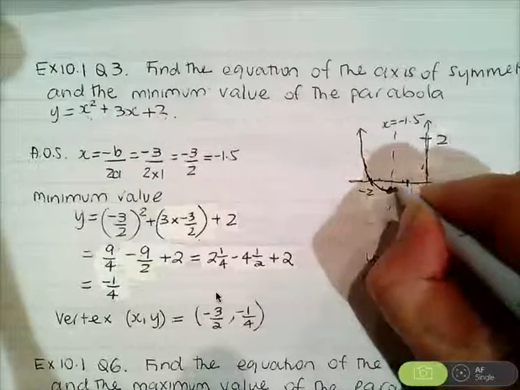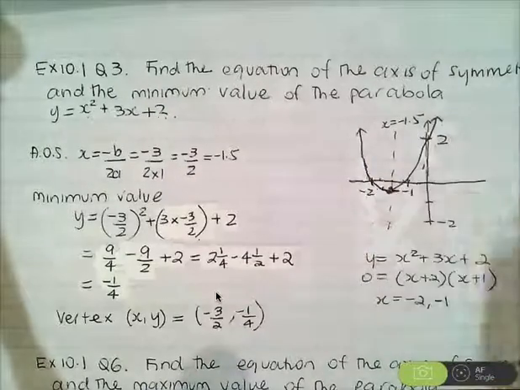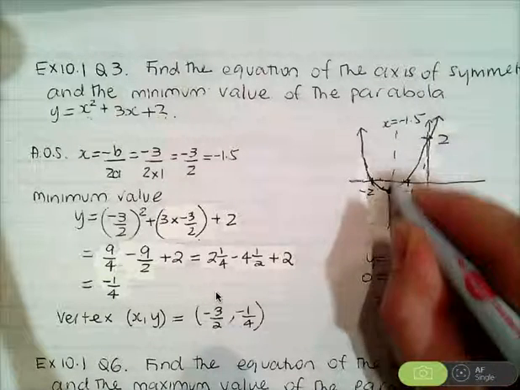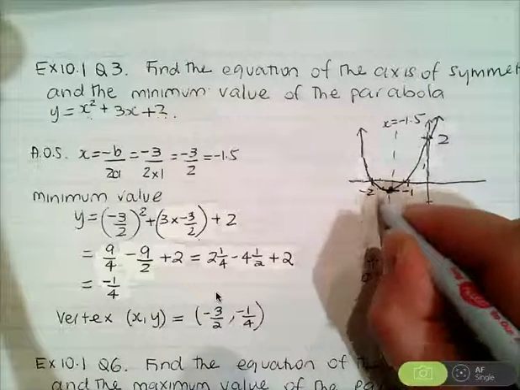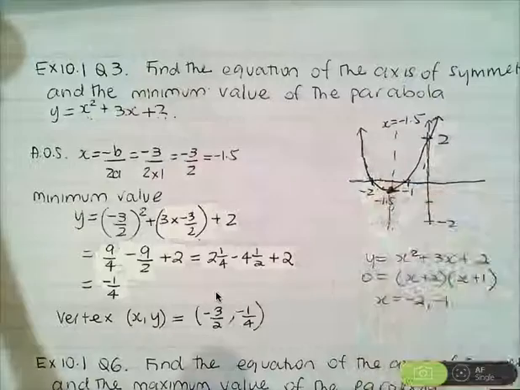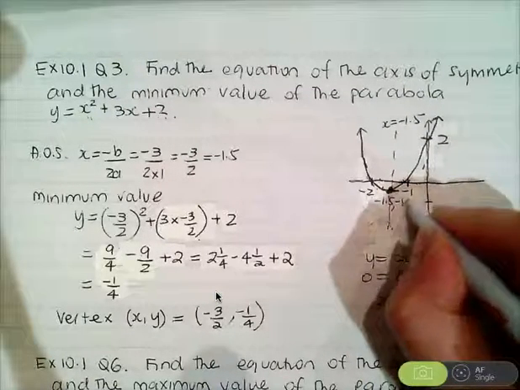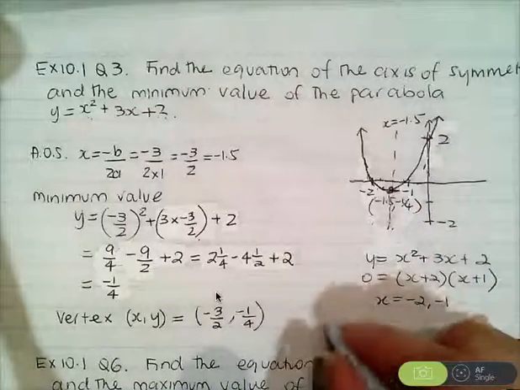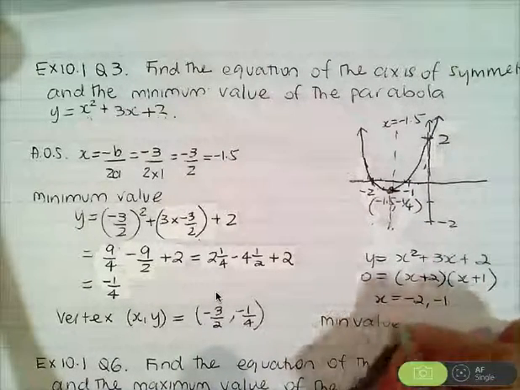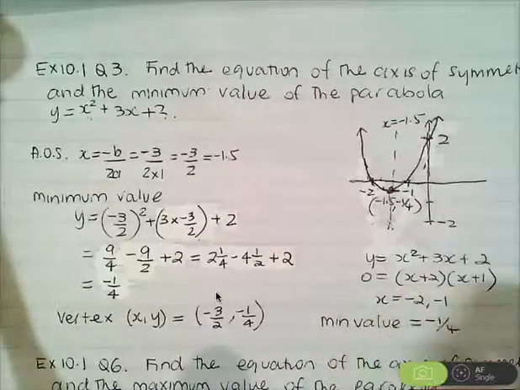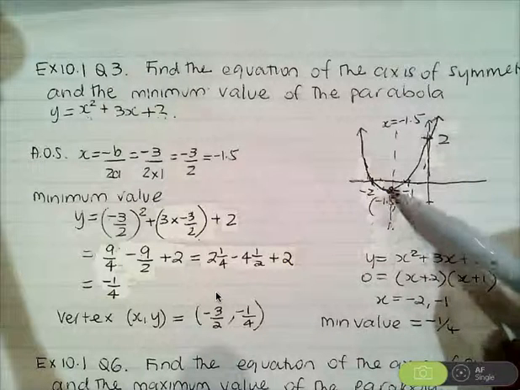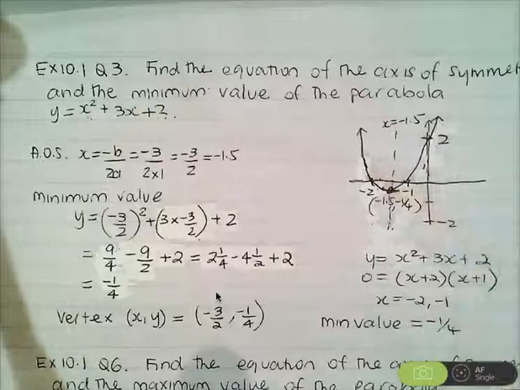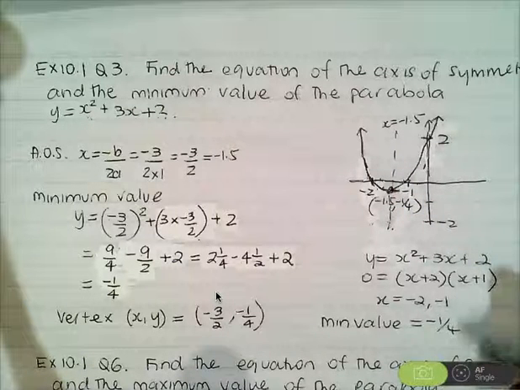My minimum value, I'm trying to draw it to scale, but probably not doing a very good job. This is my axis of symmetry at negative 1.5, and my vertex is at negative 1.5, negative 1/4. So this point here is (-1.5, -1/4), and my minimum value of my parabola is negative 1/4. It's always the y value at the axis of symmetry. Okay, this is a minimum because it's a concave up parabola. So the minimum value is -1/4.